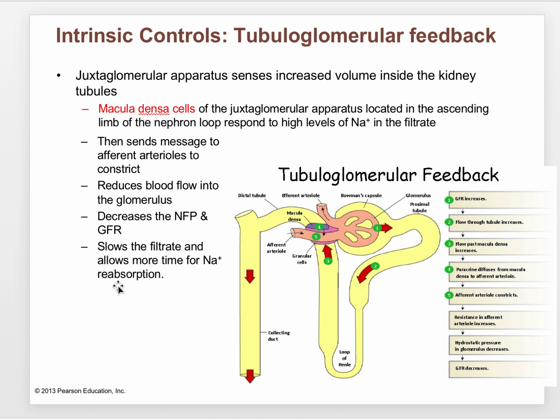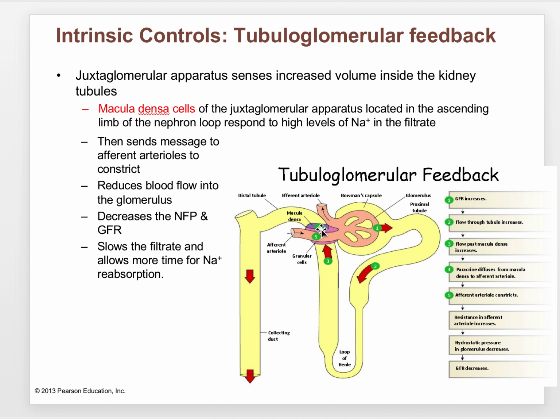Tubuloglomerular feedback is another way the kidney maintains autoregulation. There's a juxtaglomerular apparatus that senses the increased volume inside the kidney. There's a section here called the macula densa. That's an area of the juxtaglomerular apparatus located in the ascending limb of the nephron loop. It responds to high levels of sodium in the filtrate.